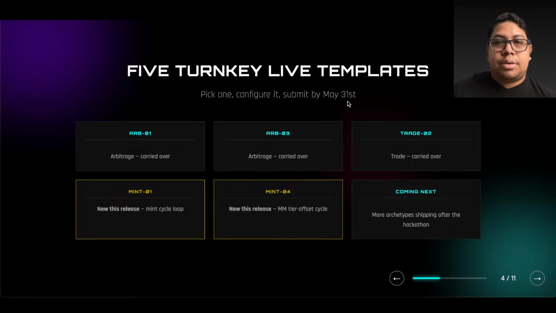So we have already five live templates. This means these templates have been run and they are confirmed to be running from zero all the way to dry run, then funded on the wallet and being able to access and trade in Polymarket, right?